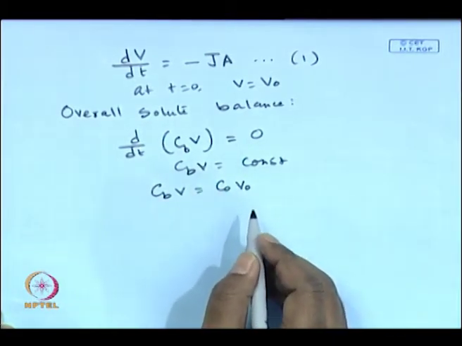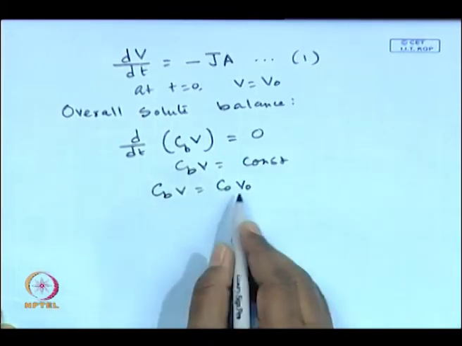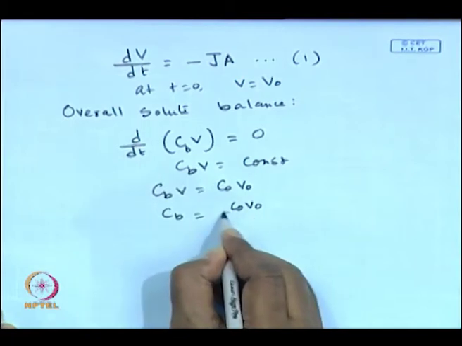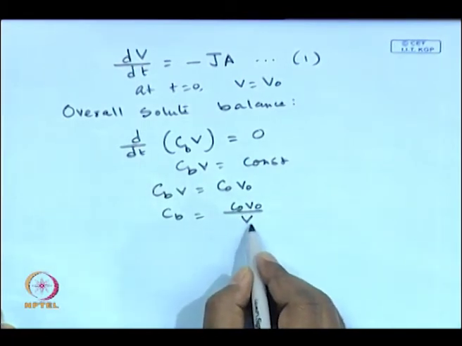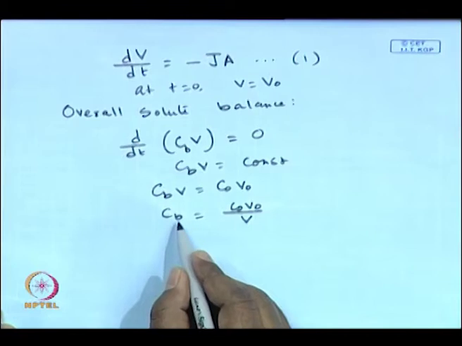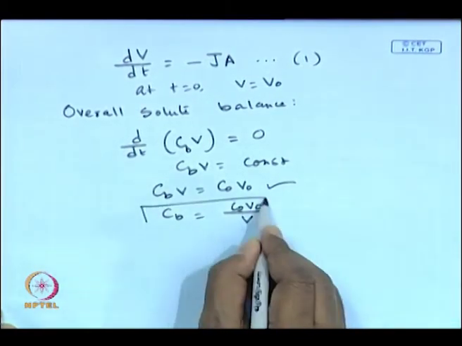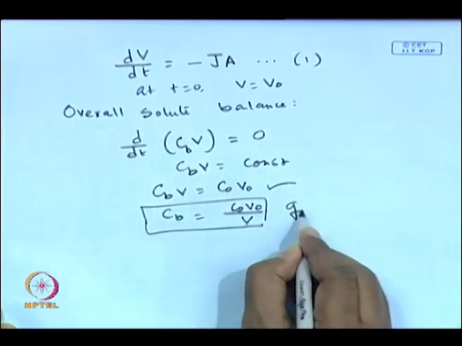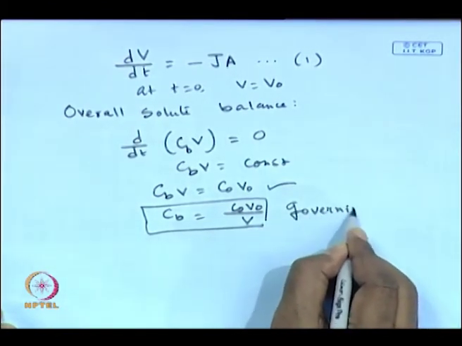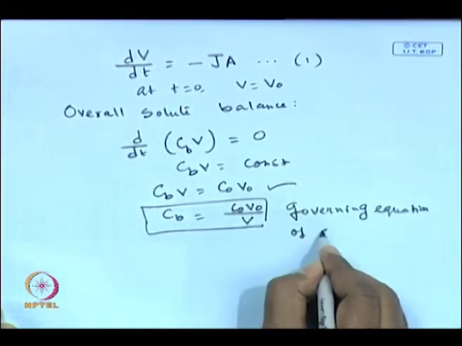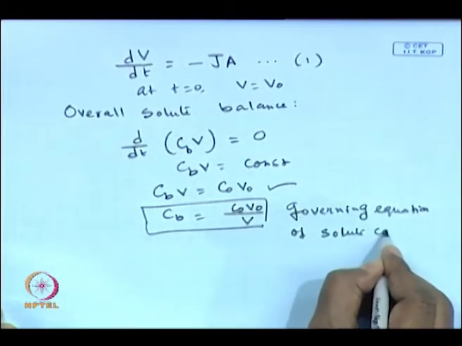So, at any point of time you can evaluate Cb, that is nothing but C naught times V naught divided by V. Since volume is decreasing as a function of time, that will give you corresponding increase in bulk concentration. So, this is the governing equation of solute concentration.